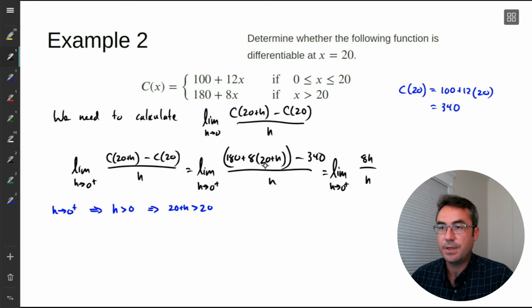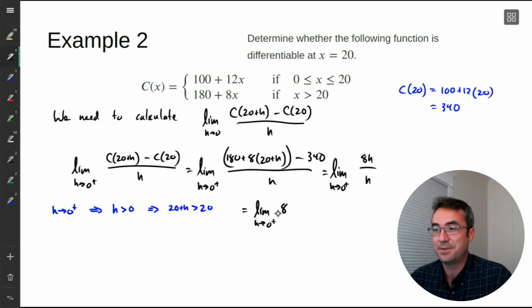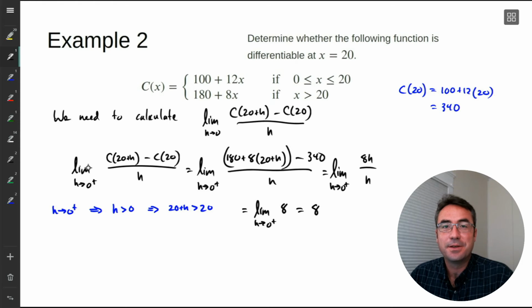So, distribute the 8 here, so we get 160. 160 plus 180 is 340. And then we have a minus 340, which cancels that off. And then we have this 8 times h, and that's all that we have left. Now if we cancel this, the h's cancel, we get the limit of 8. It's just the limit of a constant, so it's 8. All right, so the limit as h goes to 0 from the right is equal to 8.